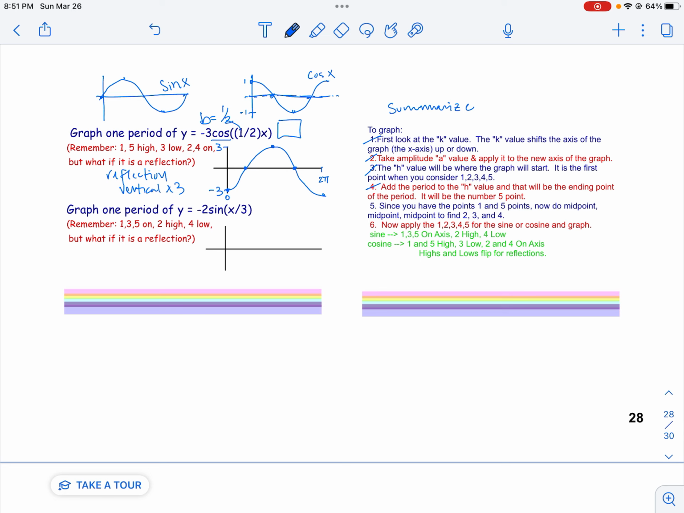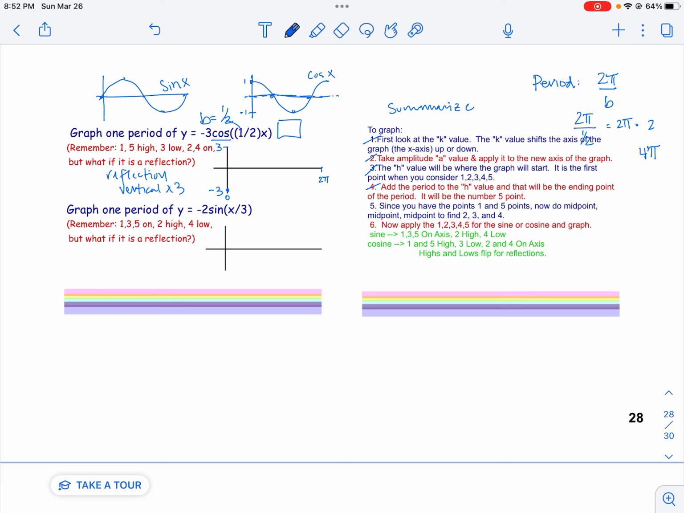Oops, I made a mistake. See if you can spot the mistake. As I erase my cosine curve, you should be thinking to yourself, well, you didn't use the 1/2, right? I started and then I got distracted. I have to figure out what the period is by taking 2 pi and dividing it by my b value. So I'm going to take 2 pi and divide it by 1/2. Keep, change, flip that, and get 2 pi times 2. I'm going to get 4 pi.